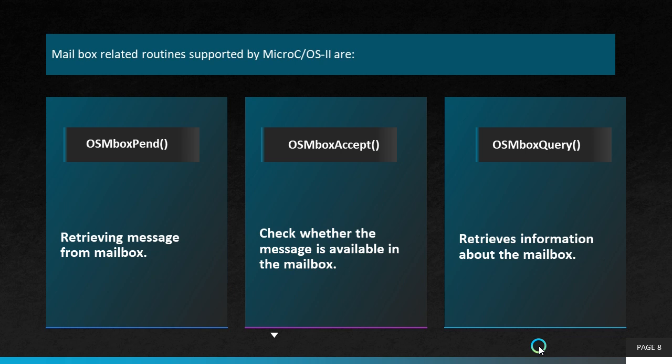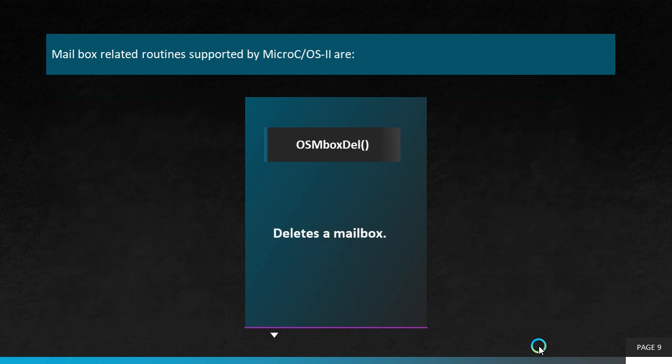The next one is OSMboxAccept(). Here it is somewhat similar to OSMboxPend(). It allows the task to check whether a message is available in the mailbox. Then the next one is OSMboxQuery(). Here it is used to get information like whether a message is available in the mailbox or whether any task is waiting for the message, etc. And the last related routine in the mailbox is OSMboxDel(). From the name itself, we can find out the function which it is used for: deleting the mailbox itself.